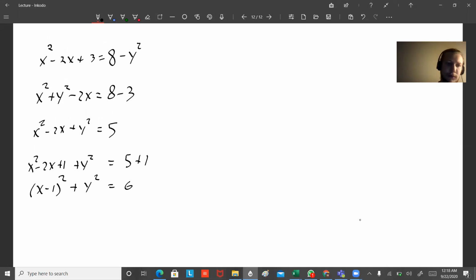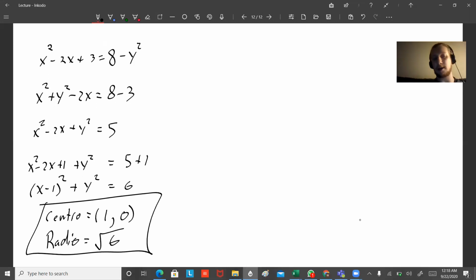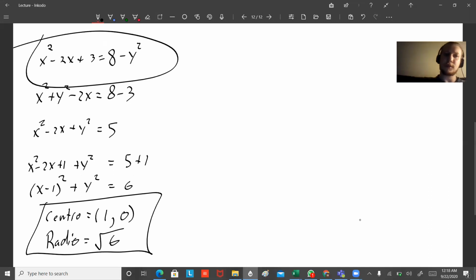So what's our center? El centro es 1, porque es x menos 1, es 1, y y es y más 0, entonces es 0. Y el radio es equivalente a la raíz cuadrada del número en el otro lado, entonces es la raíz cuadrada de 6. Entonces es el centro y radio del círculo con esa ecuación.